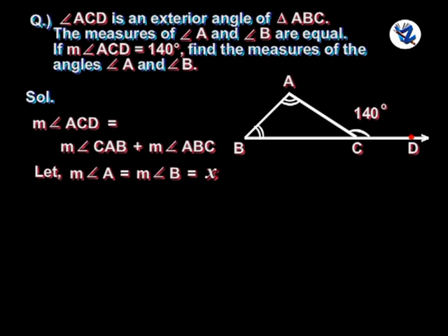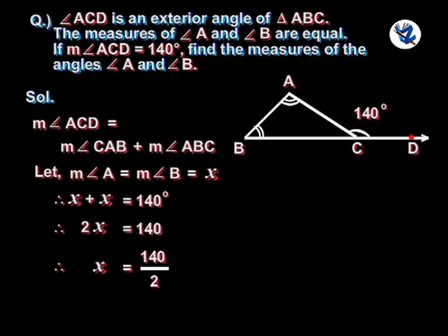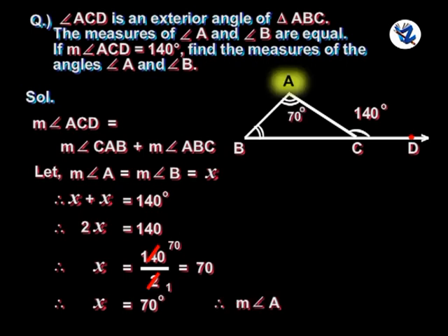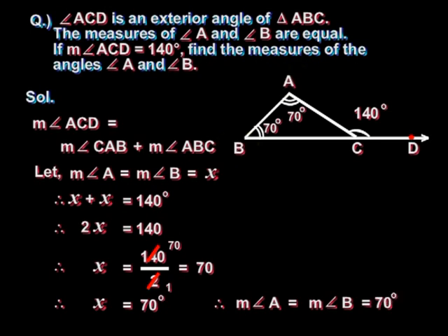So, let measure angle A is equal to measure angle B is equal to x. Therefore, x plus x is equal to 140. Therefore, 2x is equal to 140. Therefore, x is equal to 140 upon 2, that is equal to 70. Therefore, x is equal to 70 degrees. Therefore, measure angle A is equal to measure angle B is equal to 70 degrees.